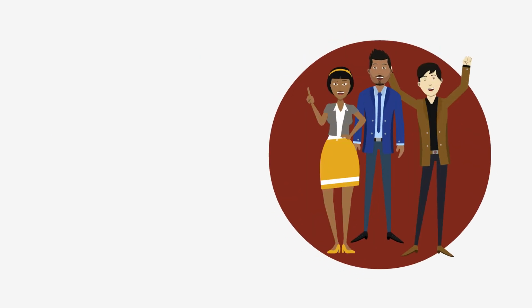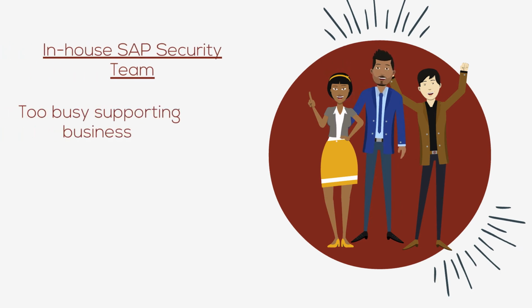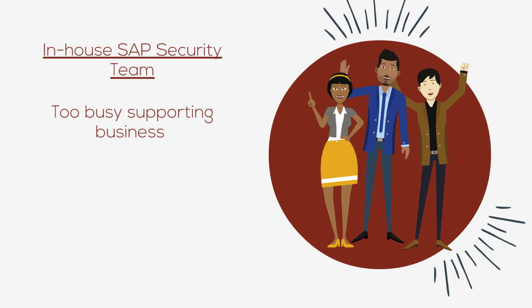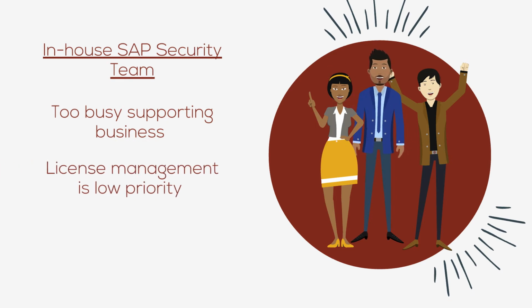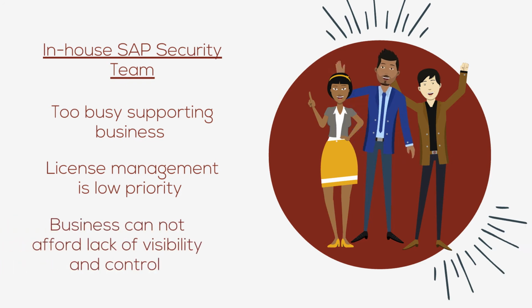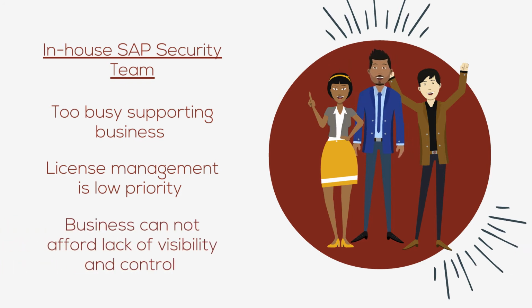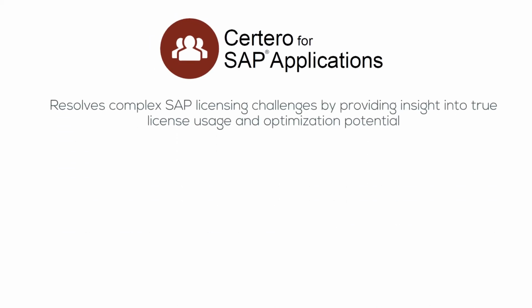SAP security teams are often tasked with license management, but they are usually busy supporting the business. This means license management becomes a low priority until the next SAP challenge. Businesses cannot afford to lack visibility and control of their SAP licensing. So why Certero for SAP License Management?